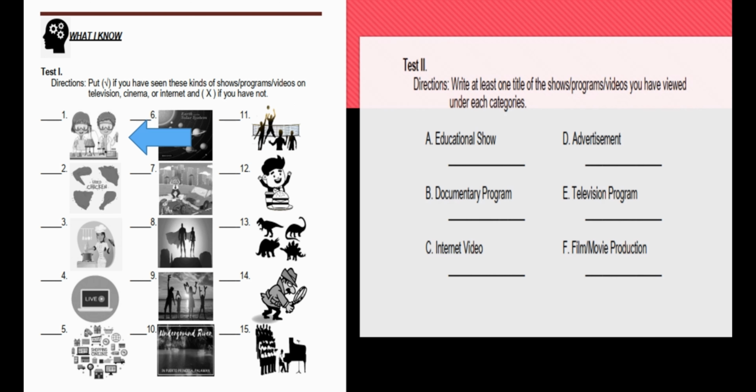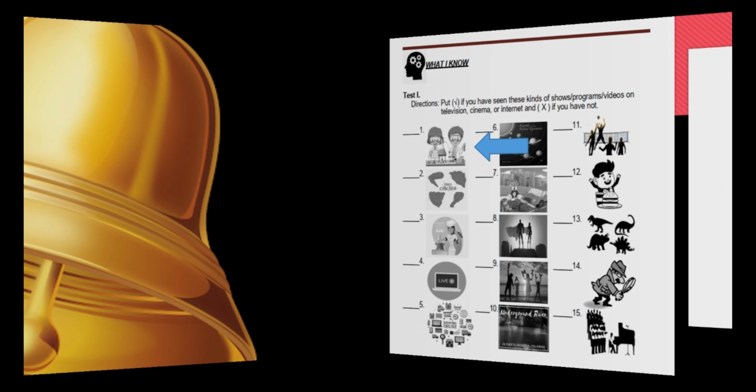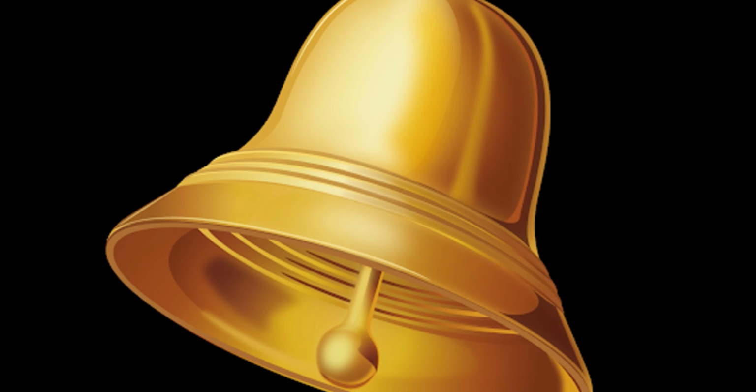Then in Test 2, write at least one title of a show, program, or video you have viewed under each categories. So for example, in number 1, educational shows. Have you ever watched educational shows? You did. What was the title? Write it down. Now it's your turn to answer. Are you ready? Let's go!